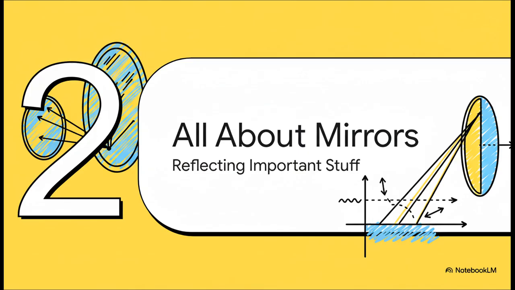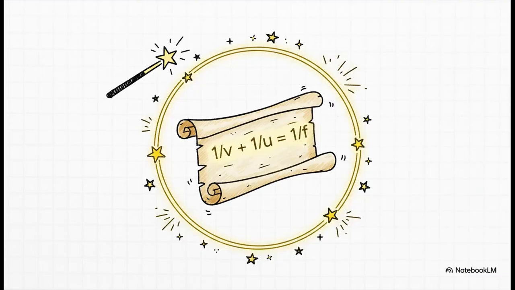This is a 100% guaranteed topic for your exams, so let's make sure we can solve any question they throw at us. And here it is, the famous mirror formula. You have to learn this by heart. 1 by v plus 1 by u equals 1 by f, where u is the object distance, v is the image distance, and f is the focal length. This is your magic mantra.